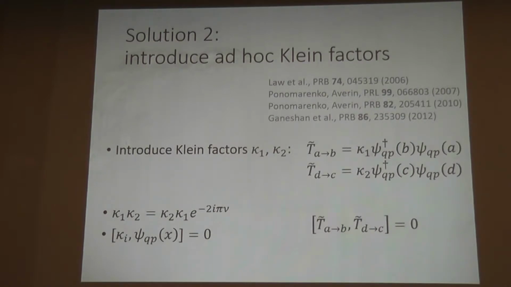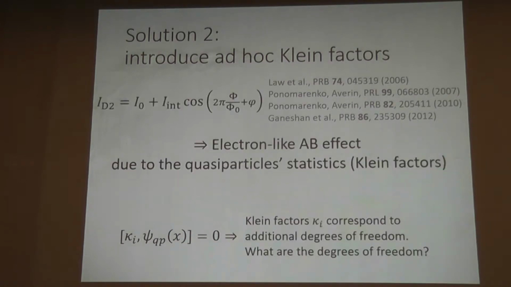There is another solution in the literature which says, well, the tunneling operators don't commute. Let's make them commute by introducing additional operators kappa 1 and kappa 2, which take care of the statistics. And then the operators start commuting. And after some calculations, these references all get the electron-like Aharonov-Bohm effect again, but not a single word about the ohmic contacts. So the two approaches get the same result, but for different physical reasons, which is something I believe one has to reconcile.